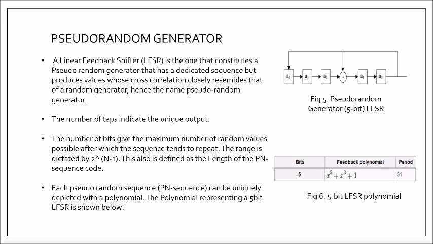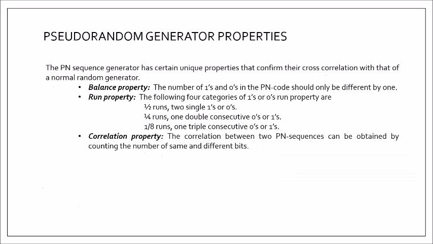Each pseudo-random sequence can be uniquely depicted with a polynomial. The polynomial representing a 5-bit LFSR is shown in figure 6. This pseudo-random generator is the one being used to generate our goal code. The pseudo-random generator has a set of properties. The PN sequence generator has unique properties that conform its cross correlation to that of a normal random generator.